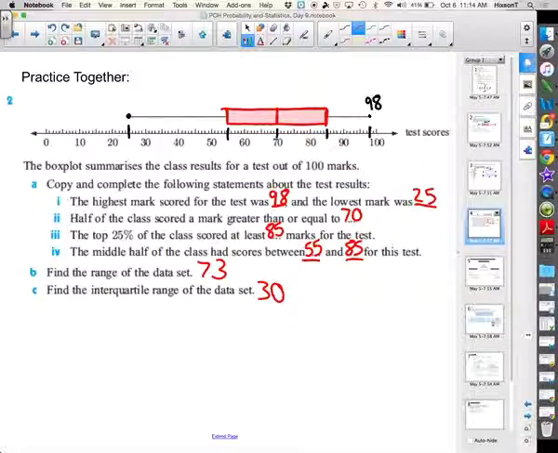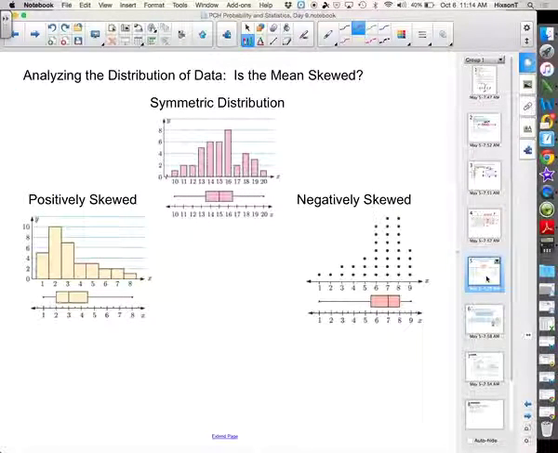And AP does a similar process as well, but theirs is just a 1 through 5 scale instead of 1 through 7. Okay? Now, what I was just describing to you, where we have kind of an equal amount on either end, we have an element of symmetry there. Okay? And that takes us to the concept of a distribution, analyzing a distribution of data and determining is our mean skewed by the data? What do we mean by that?